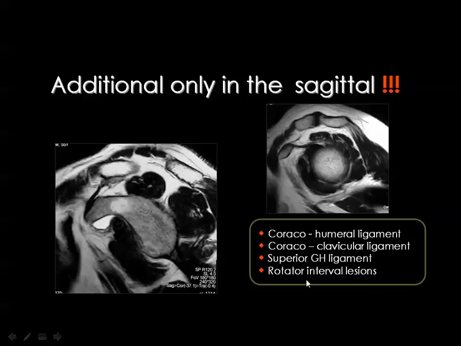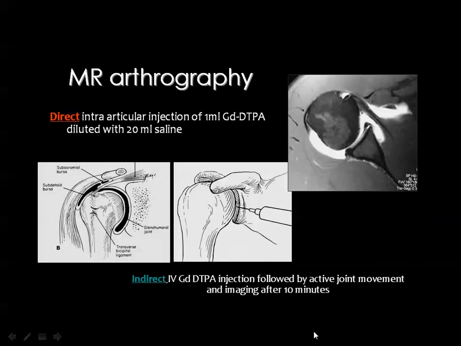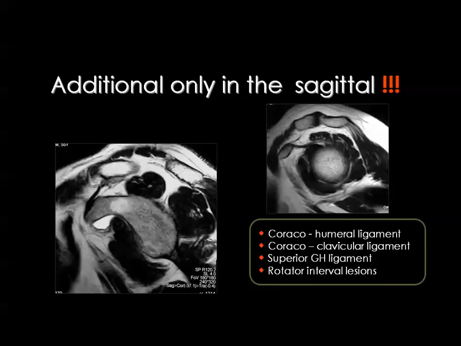Then you can also evaluate the rotator interval lesions in this sagittal image. What is the rotator interval? It is the space between the supraspinatus and the subscapularis. This area between the supraspinatus and the subscapularis is known as the rotator interval. And one of the important structures in this rotator interval is the coracohumeral ligament. So, in order to diagnose rotator interval tears, you should see some fluid here and absence of the coracohumeral ligament. These are the 2 signs for rotator interval tears.